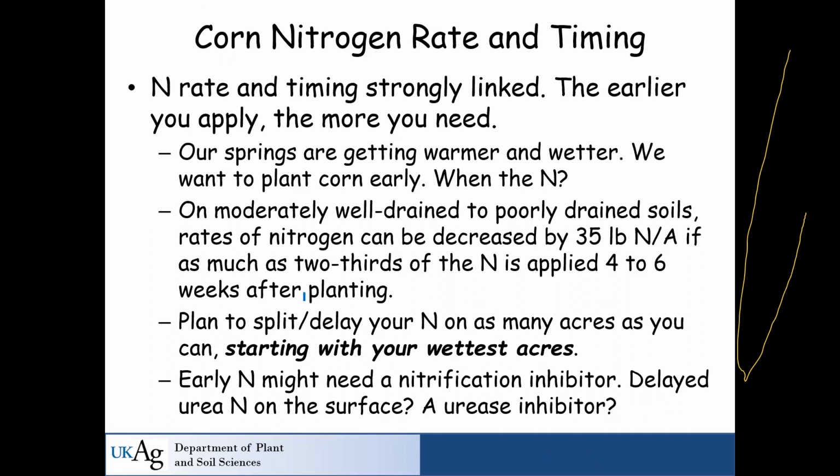On the moderately well-drained to poorly drained soils, rates of nitrogen can be reduced by up to 35 pounds of N per acre if you delay as much as 2/3 of the N 4 to 6 weeks after planting, when the corn's anywhere from 6 to 10 inches tall. That gives that crop enough time to form a root system that when you apply the bulk of its nitrogen at that time, you'll get great efficiency. And this accounts for the total amount of N; it would also account for anything applied as starter or as pop-up in furrow.